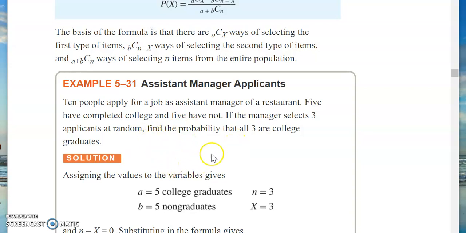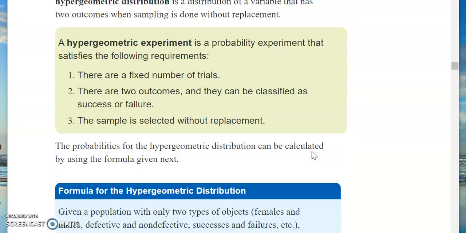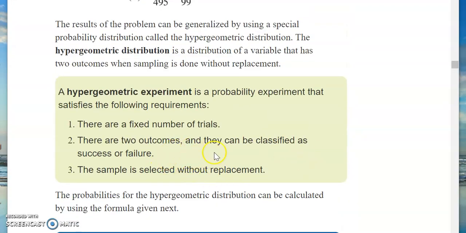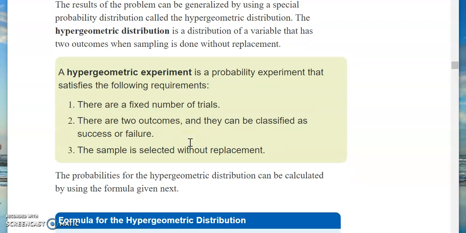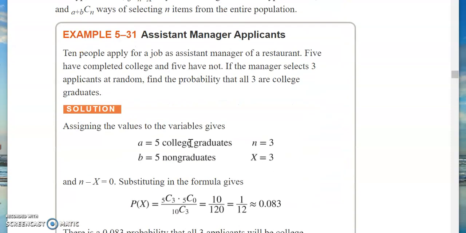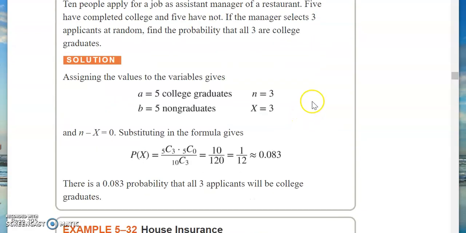This is assistant manager applicants. So 10 people apply for a job as assistant manager. 5 have completed college, 5 have not. Okay, so far so good, right? There are 2 outcomes. They're either a college graduate or they're not a college graduate. If the manager selects 3 applicants at random, find the probability that all 3 are college graduates.